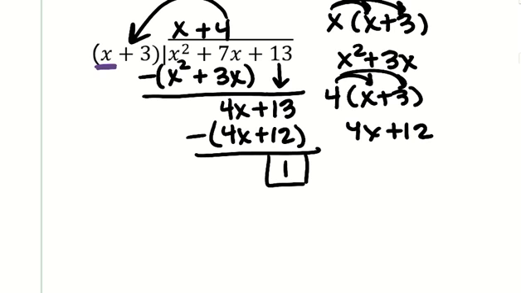x plus 3 doesn't go into 1. It's the wrong degree, so I've gone as far as I can go. The remainder is going to be 1. And so I can say this is x plus 4 plus 1 over x plus 3. And this is my quotient.